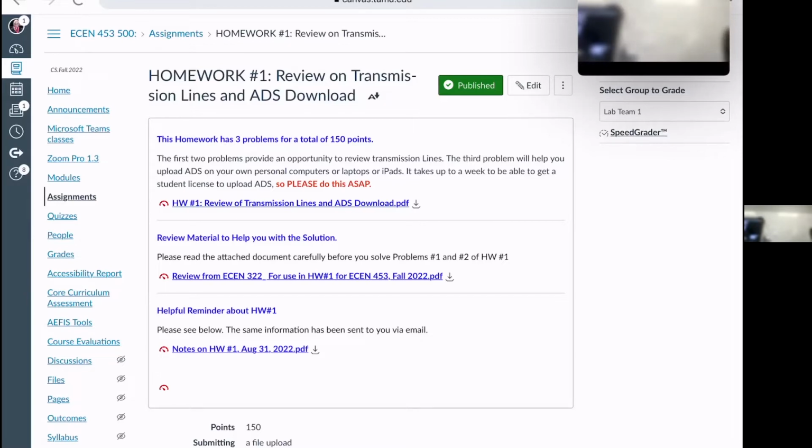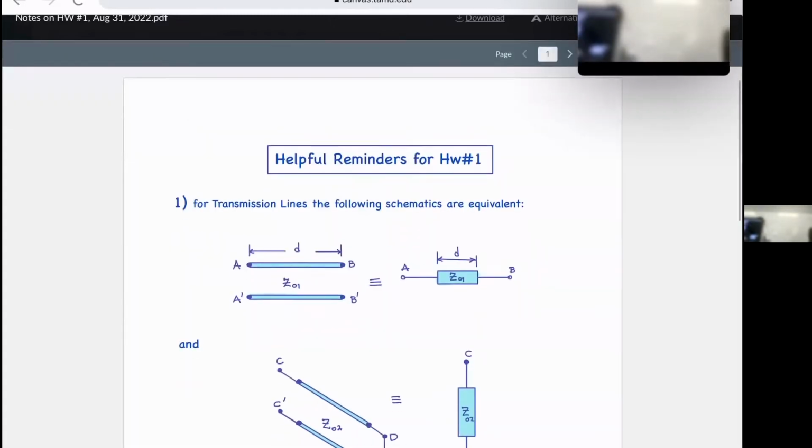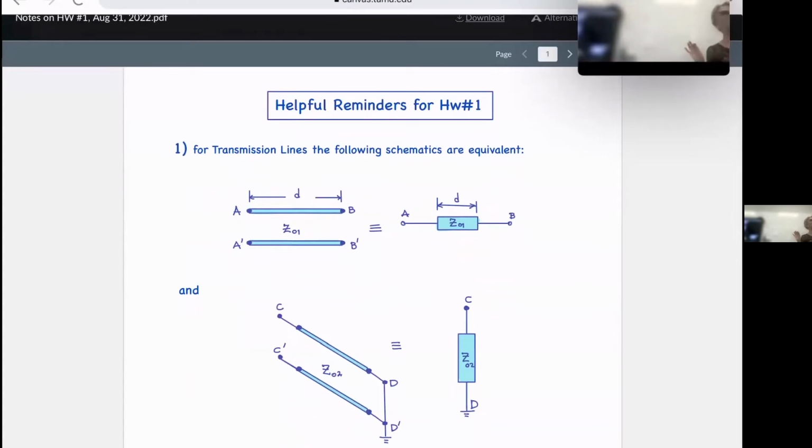Now, I also have some reminders, and first of all, it has to do with how we symbolically represent things. Probably you have seen an ideal transmission line represented symbolically with two wires. And then we say the two ends of the transmission line, we call them ports. Port 1, AA prime, has two leads. Port 2, BB prime in this case.